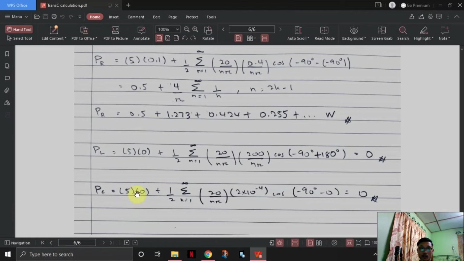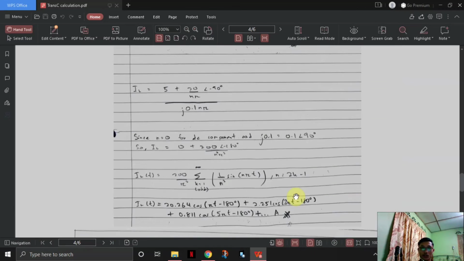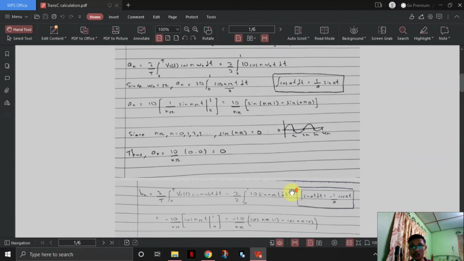This is 0.5 times 0 plus 1 over 2 n equal to 1 total times 20 over n pi times 2 exponent negative 4 cos negative 90 degrees minus 0 cos 90. So the value of power for the capacitor is also 0. So I think that's all from me for the manual calculation.